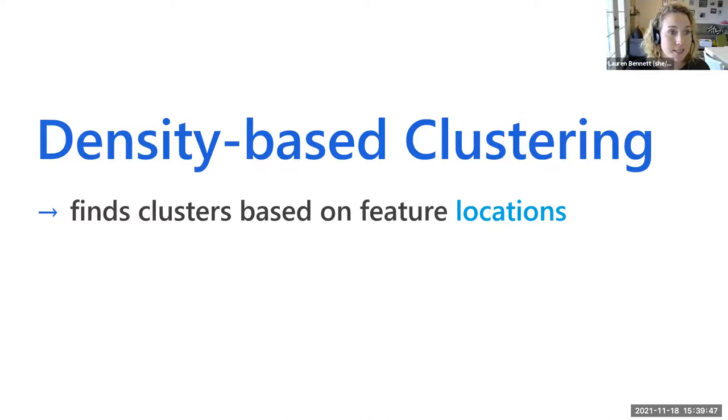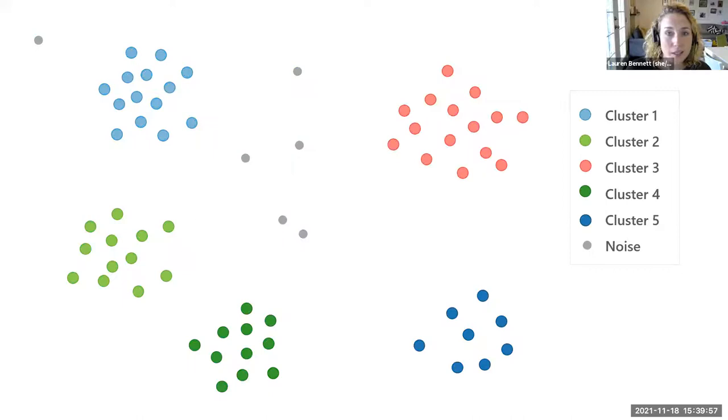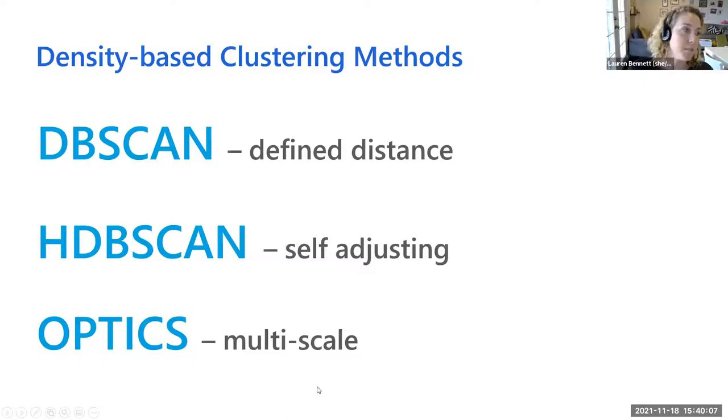Okay, so I'm going to start with density-based clustering. This is where we're finding natural clusters based purely on location. So you can see we have a bunch of points on our map, and our goal here is to find these natural clusters. And I might have been able to draw circles around each of these naturally. We're trying to use these methods to automate that. So within ArcGIS, we have three different algorithms that we've implemented. One, probably the most broadly used just because it's been around the longest, called DBSCAN. Then we've got HDBSCAN, and we've got OPTICS. And we're going to talk a little bit about each of them.